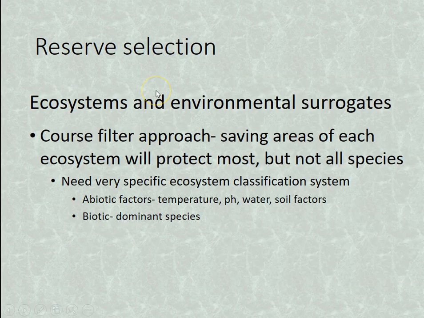And then ecosystem and environmental surrogates. So this is that coarse filter approach. If you help save that whole ecosystem, you help save most of the species that use it, right? So to do this, though, you need a very specific ecosystem classification. Because if we just said, hey, let's preserve the forest in Kentucky, and let's pick one spot, there are several different types of forests, right? You can have ash, oak, you can have combined. What trees make that up would oftentimes be what we would use to classify forests. You could also look at those abiotic factors, right?